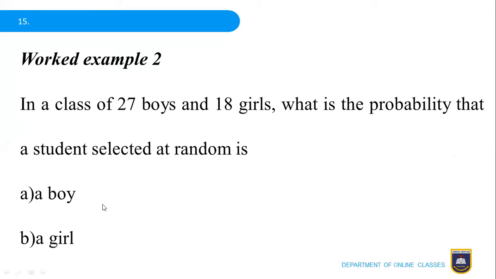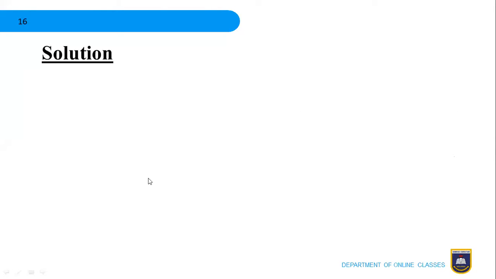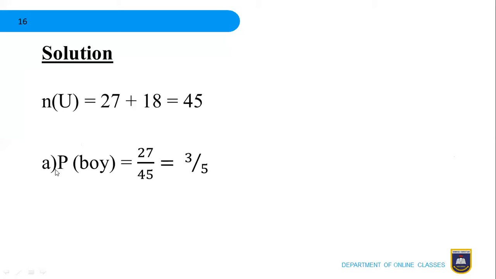Yes, so let's look at the suggested solution. Now we know that the sample space is going to be the number of boys plus the number of girls. That will give you the 45. Probability that it is a boy will give us the number of boys over the total number of students. So we have 27 over 45. And your final answer should be 3 over 5.